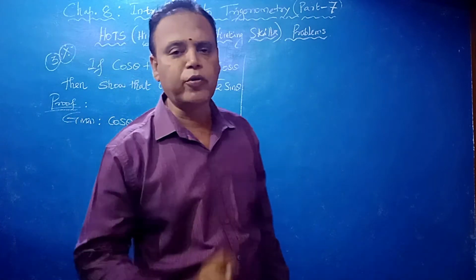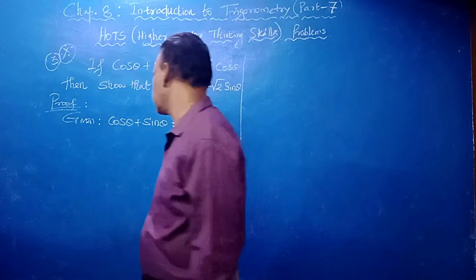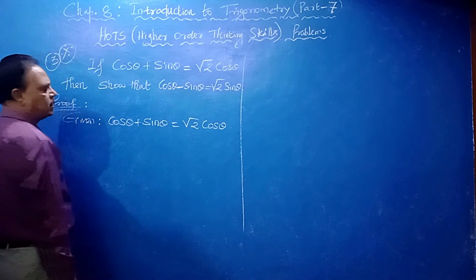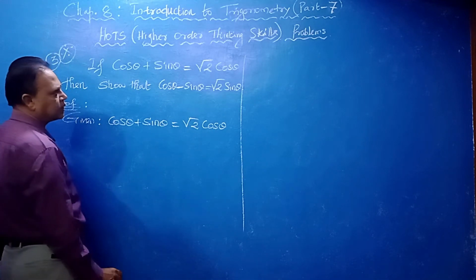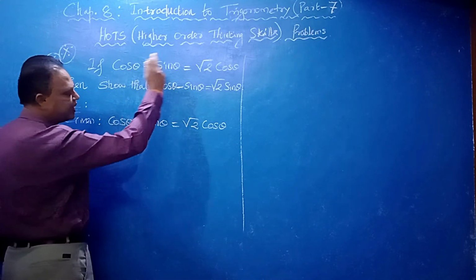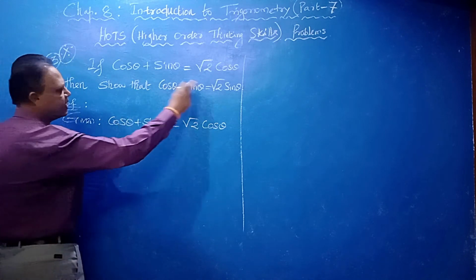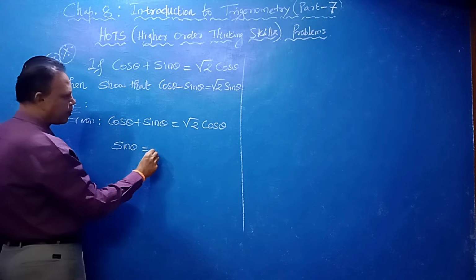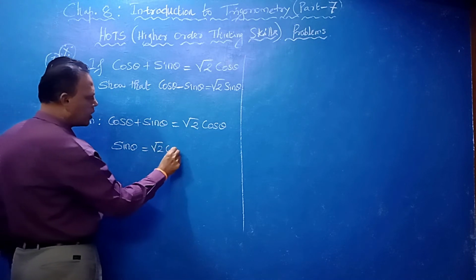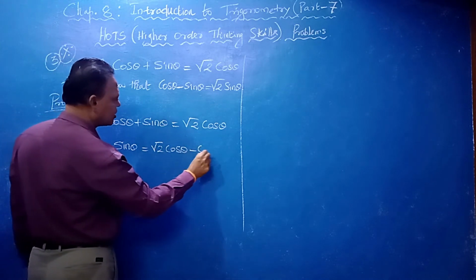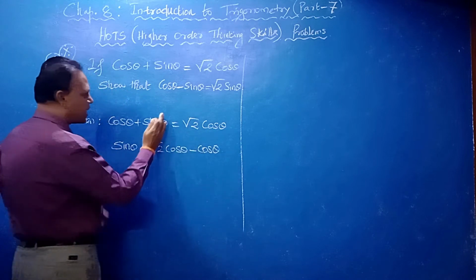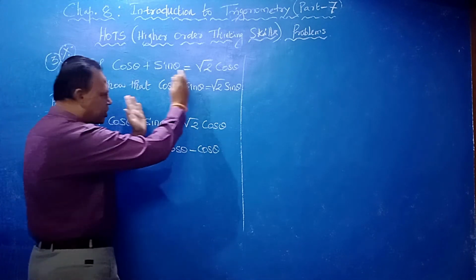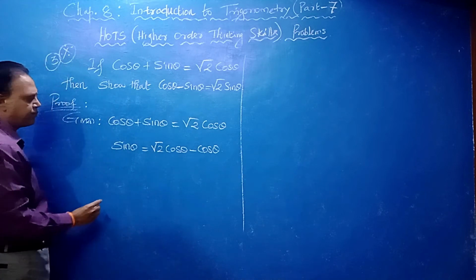Now what I am going to do is this: cos theta, bring that side. Clear? Cos theta, bring this side, means sin theta equal to root 2 cos theta minus cos theta. So sin theta I am keeping one side, cos theta bringing another side.